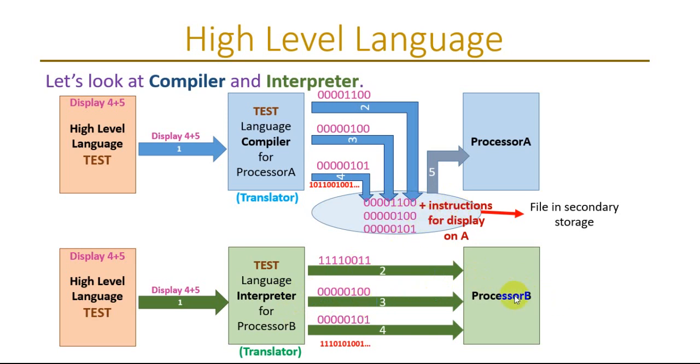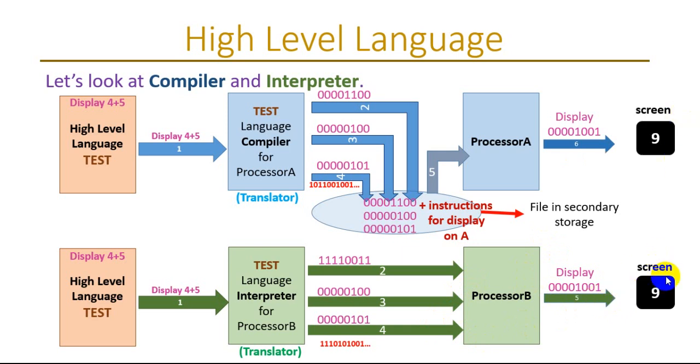It directly gives the translation to the processor, and the display part too. All of this comes to the processor. For processor A, it comes from the file. For processor B, it comes directly from the interpreter. That is the difference between a compiler and an interpreter. A compiler will always compile and write it into a file in the secondary storage. An interpreter will directly give it to the processor. And after that, it's the same thing. 4+5 in both cases, so it's 9. Display 9, display 9. And since the display command also goes, it will be shown on the screen.